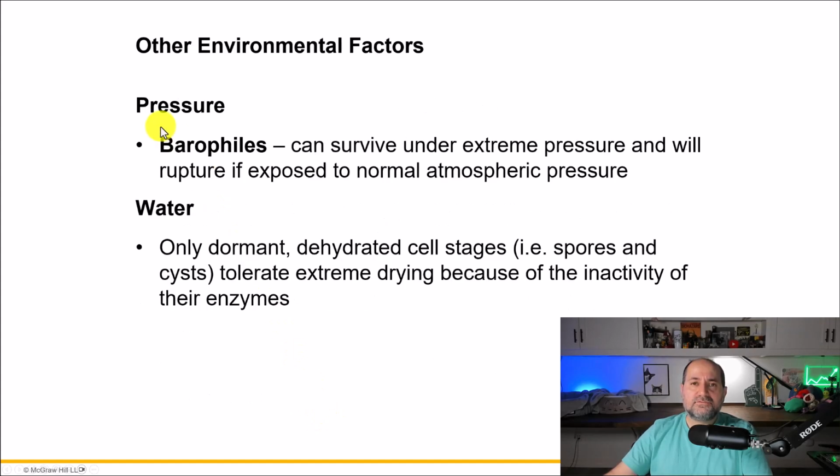Another environmental factor that can affect cell growth is pressure. Think about deep in the ocean where there's a lot of actual water pressure. If it's a barophile, it is able to grow under extreme water pressure. And by the way, water is required for all life. Remember, 70% of the cell's weight is water. So water is required for living things.